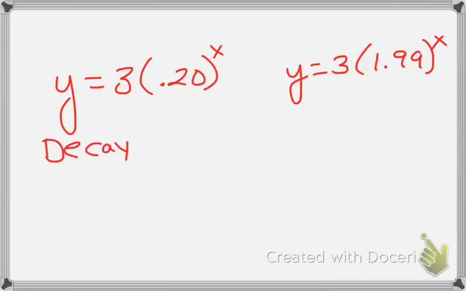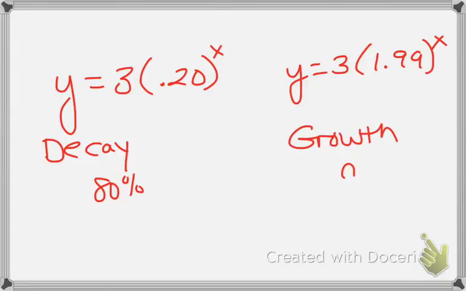Decay rate would be 80%. Good. Second one is growth, and it would be 99%. Good. All right.